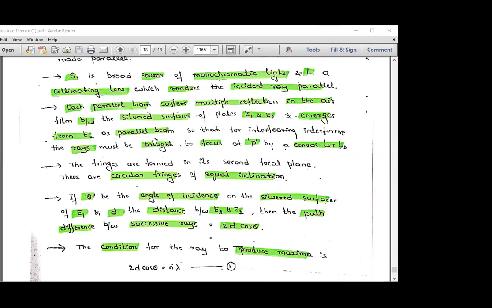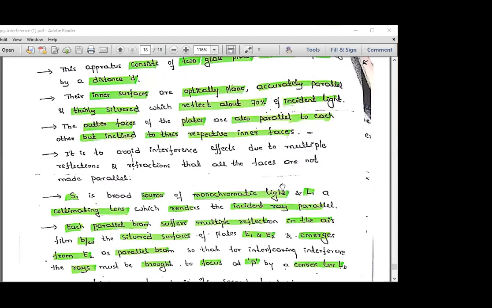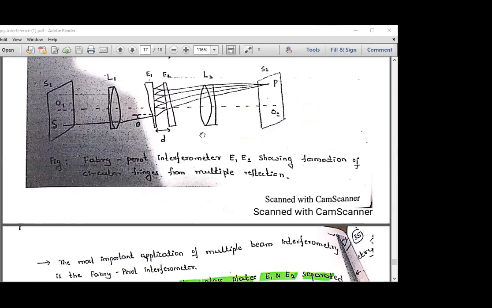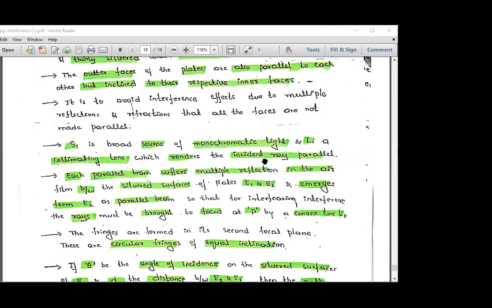After undergoing multiple reflections, those multiple beams will come out of E2 again as a parallel beam. This parallel beam will fall on the second combination of lenses, L2, and this lens will focus light onto point P. It will converge light onto point P, and that point P is where the interference pattern will be obtained.